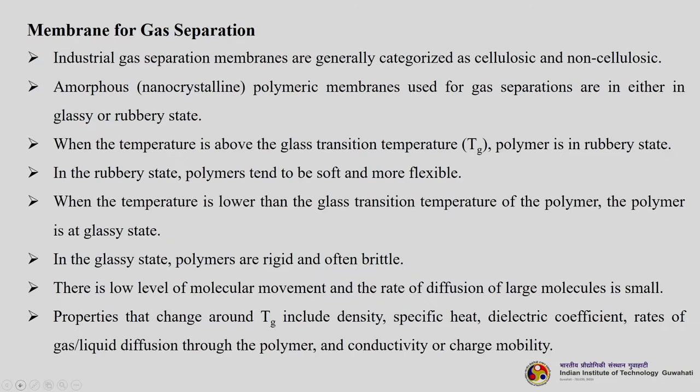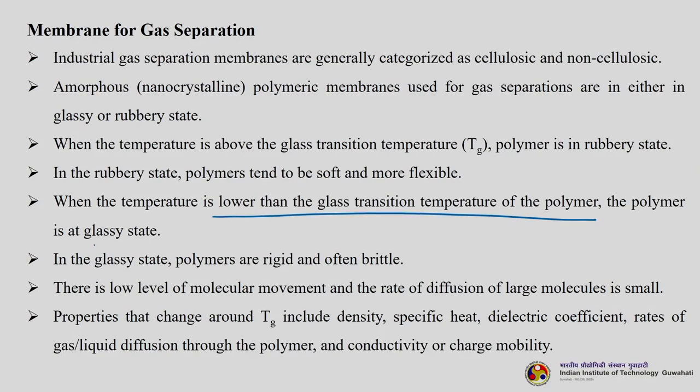So, industrial gas separation membranes are generally categorized as cellulosic and non-cellulosic. Amorphous or nanocrystalline polymeric membranes used for gas separation are either in glassy or in rubbery state. Now, when the temperature is above the glass transition temperature, that is Tg, the polymer is in rubbery state. If you recall, we have already discussed what the glass transition temperature is, what its importance is, and how polymers behave when you heat them, during our discussion of membrane materials.